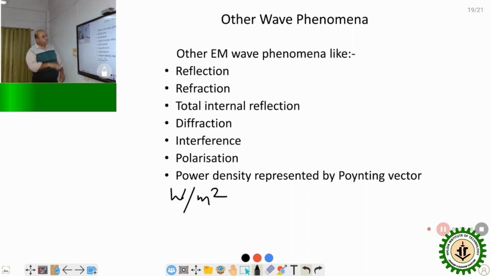Okay, so we come across various phenomena. It is basically transverse in nature. How to express the power. It can be polarized. There is interference. There is diffraction. There is the effect of total internal reflection. We have reflection. We have refraction. And accordingly, they will follow Snell's law, as we have seen in physics.